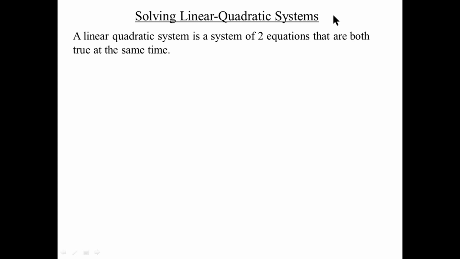Continuing with quadratics, solving linear quadratic systems. A linear quadratic system is a system of two equations that are both true at the same time. That's what a system of equations is: two or more equations. One of these equations is linear and the other one is quadratic.